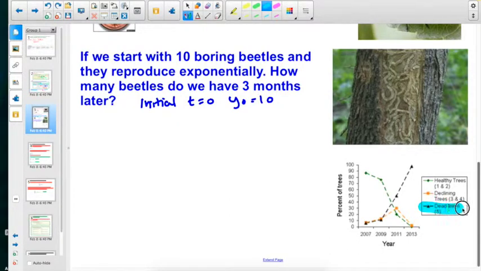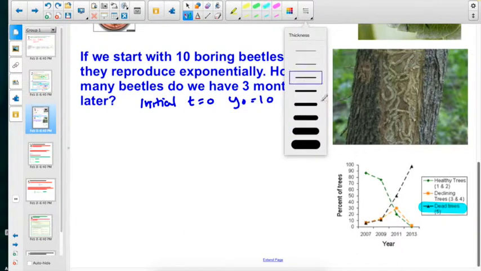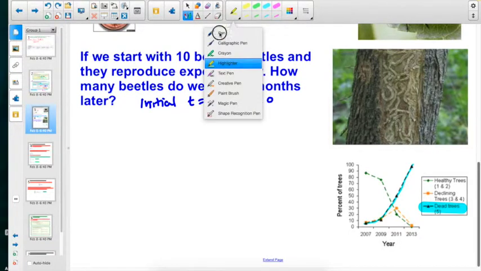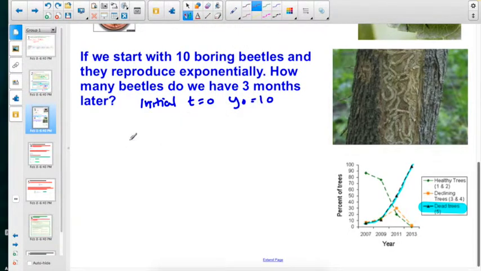So if we look at the exponential growth here of trees that have died as a result of the emerald ash borer, we can kind of see that exponential growth. And so what we're going to do is take that differential expression dy/dt equals 5/2 y, separate the variables, and take the antiderivative of both sides.